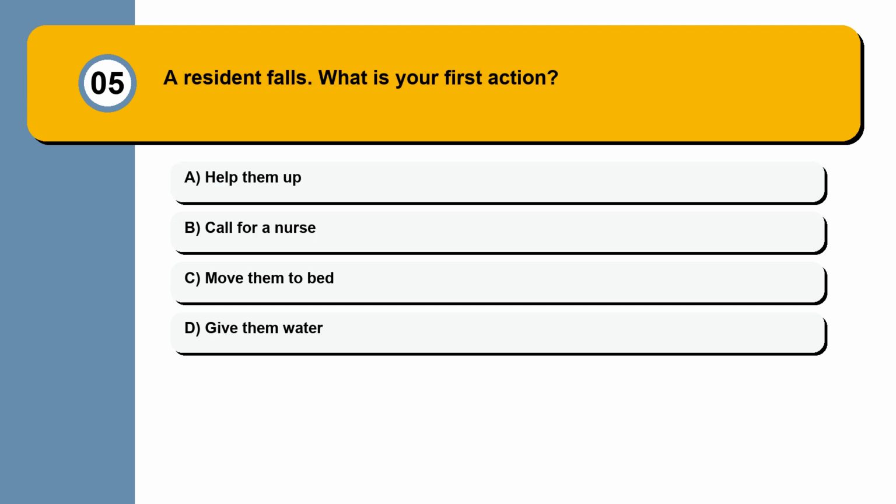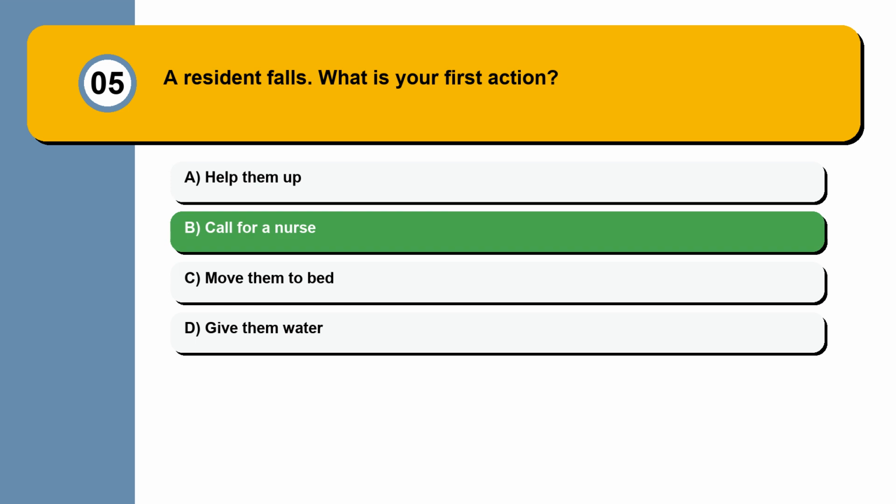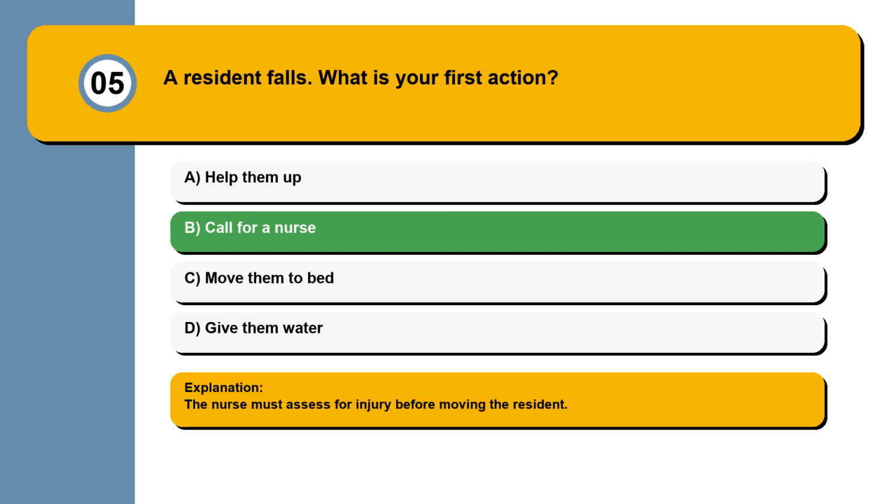Question 5. A resident falls. What is your first action? Help them up. Call for a nurse. Move them to bed. Give them water. The nurse must assess for injury before moving the resident.